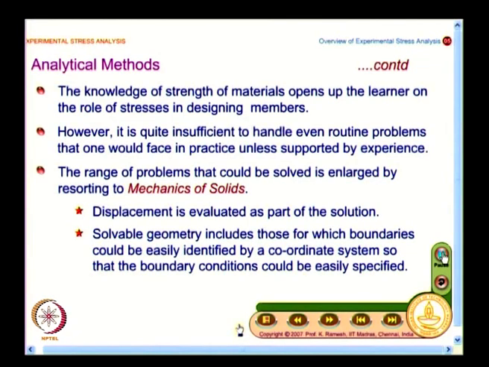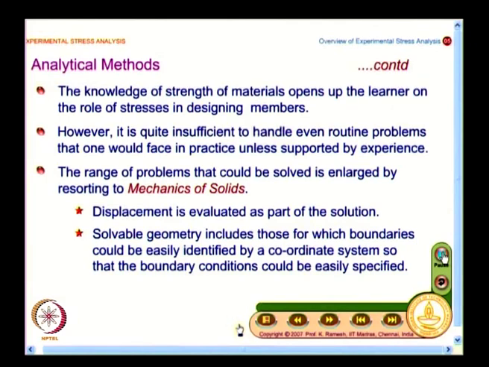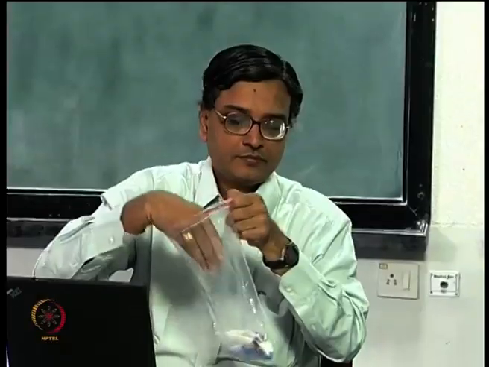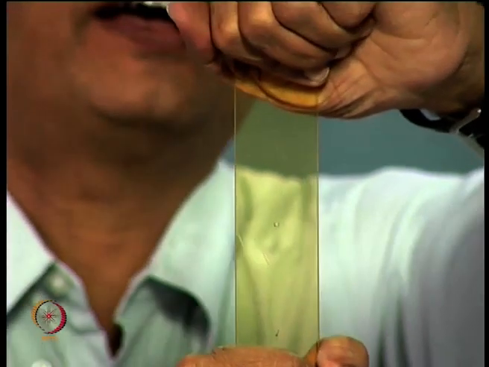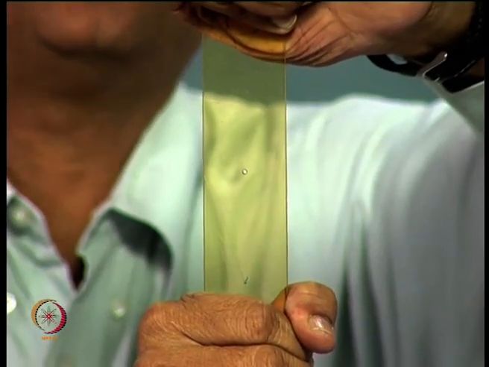By relaxing this, if you ask whether you have been able to solve all problems on hand, that is not so. The solvable geometries include those for which boundaries could be easily identified by a coordinate system, so that the boundary conditions could be easily specified. Now, I have shown a plate with a hole. I cannot solve a plate with a hole by theory of elasticity unless the hole is sufficiently small, and what you have here is a photoelastic model, with a plate with a hole and a plate with a very small hole.